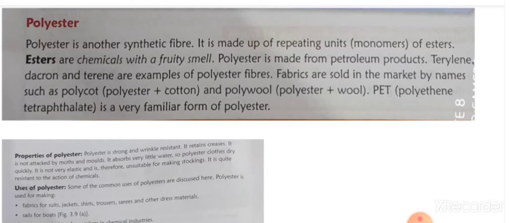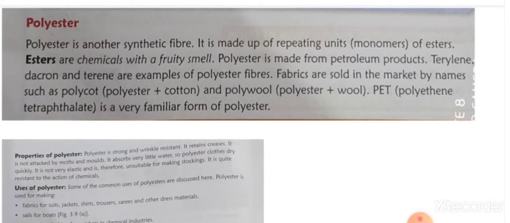In this video we will see polyester onward. So our topic is polyester. Polyester is another synthetic fabric, man-made or artificial fabric. It is made up of repeating units, that is different chains of monomers or single units of polyester, repeating unit of esters. Esters are chemicals with a fruity smell. They have a fruit-like smell, very nice smell.